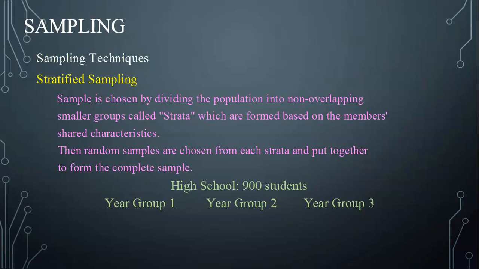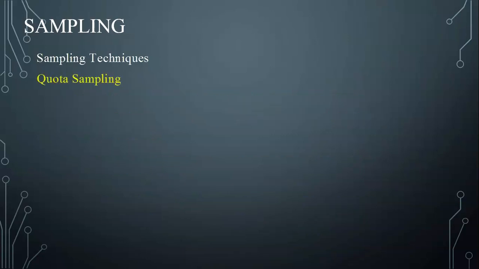So in order to form our sample, what we in fact do is choose randomly a given number of students from each year group that we eventually put together to form our sample. For example, suppose we selected randomly 20 students from each year group, and then when we put them together, they do form a sample of 60 students. So that is how stratified sampling actually works. And another sampling technique is quota sampling.